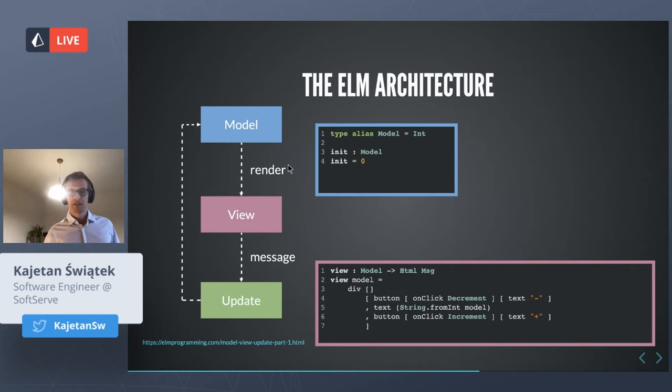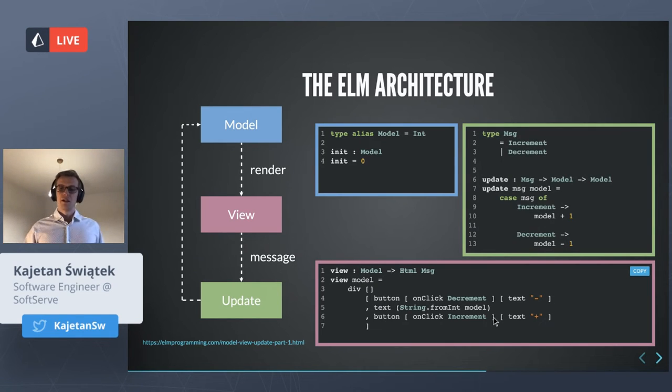And there's a view function that takes a current model and returns a template. And the template is represented by, of course, HTML elements, and HTML elements are represented by specific functions. All of those functions for all elements are structured so that as the first argument, they take a list of attributes, and the second argument is a list of children. So in this example, we have a div that contains a button, text, and the next button. Notice that for the buttons, we bind messages to them. So there are two types of messages represented by the sum type, or in TypeScript, it's called union. And it's an increment and a decrement.